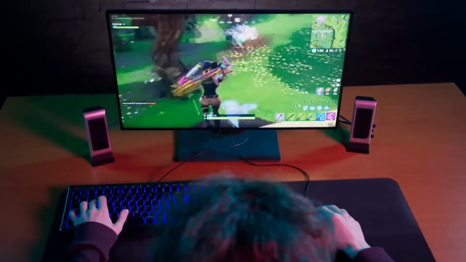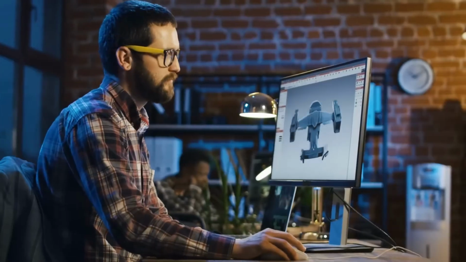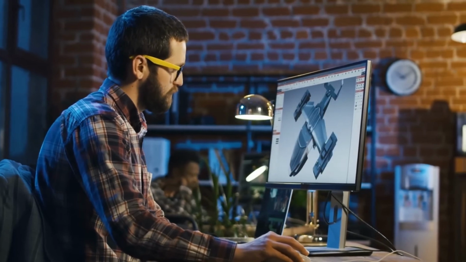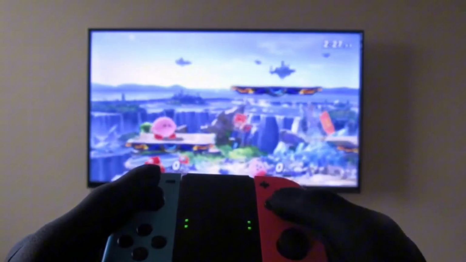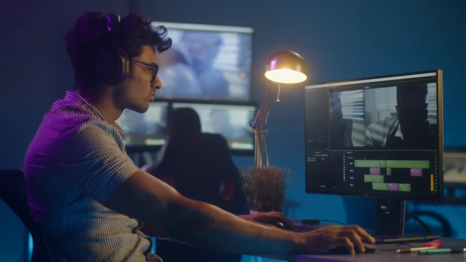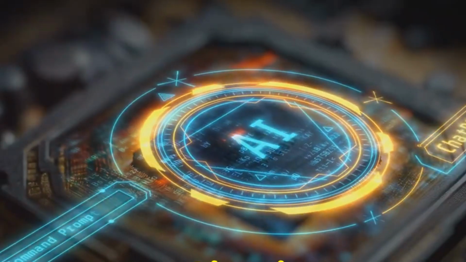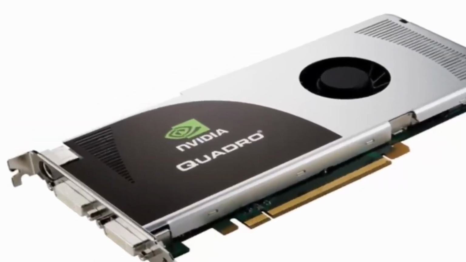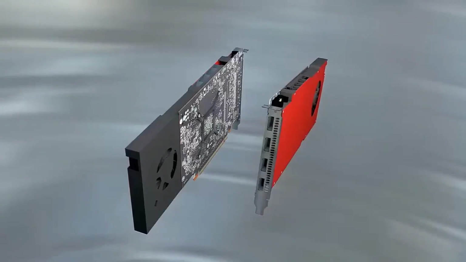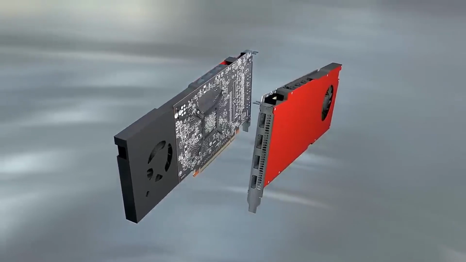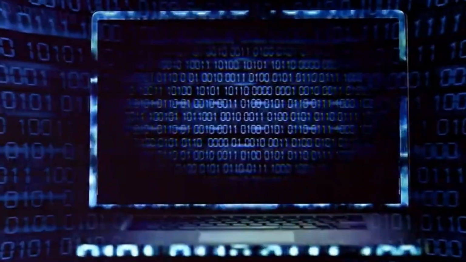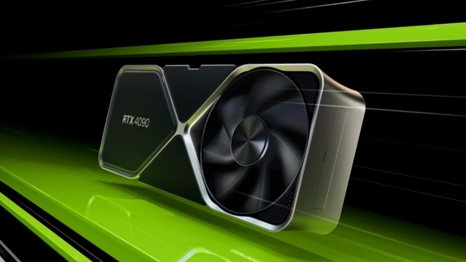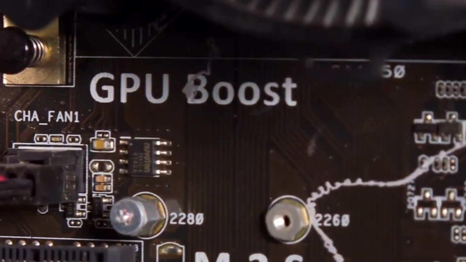In conclusion, the GPU is a powerful, specialized piece of hardware responsible for bringing the digital world to life. Whether you're gaming, editing videos, or training AI models, the GPU's architecture enables it to handle demanding graphical workloads quickly and efficiently.